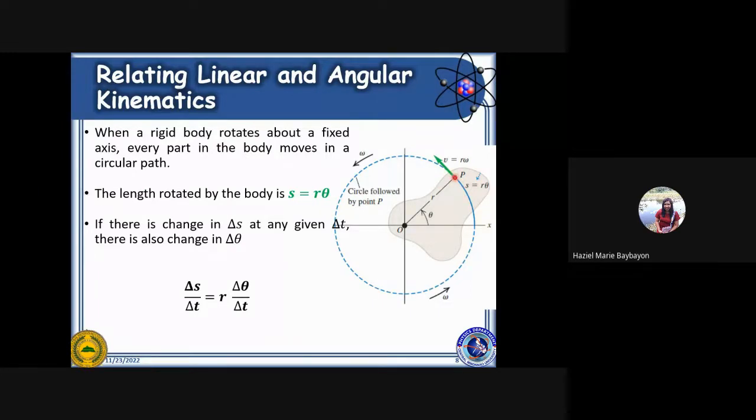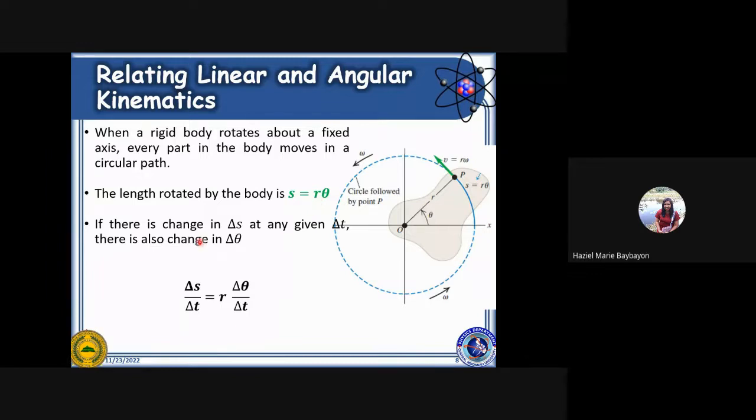So, kini nga point. Kung ato ni siyang i-trace, butangan na tog ink ang iyaang diri nga part, maka-form na siya og circle. Now, for example pod, kung diri ta magkuha og point nga i-consider, circular motion gihapon na iyaang path. Okay? So, every part in the body moves in a circular path. All right. Now, the length rotated by the body is equal to the arc length, which is equal to this equation, S equals R theta.